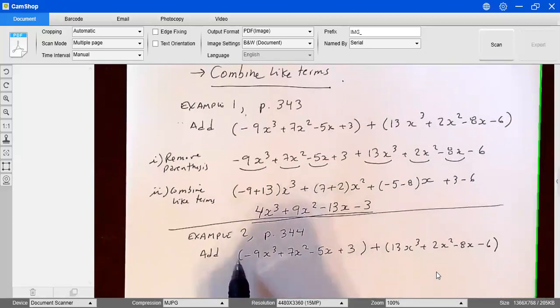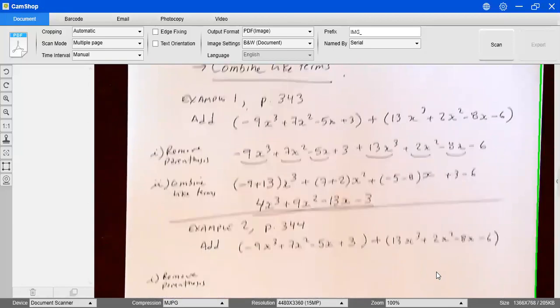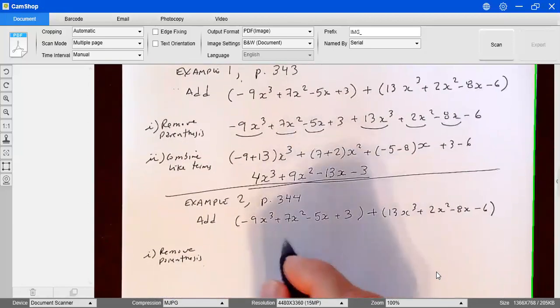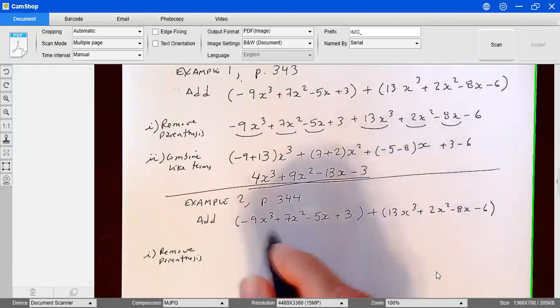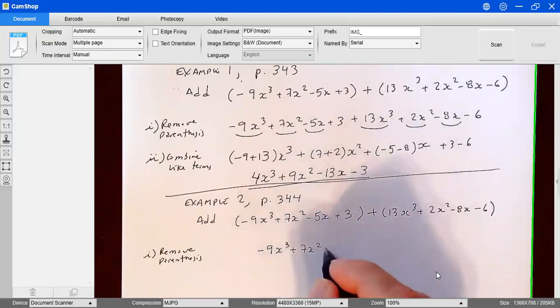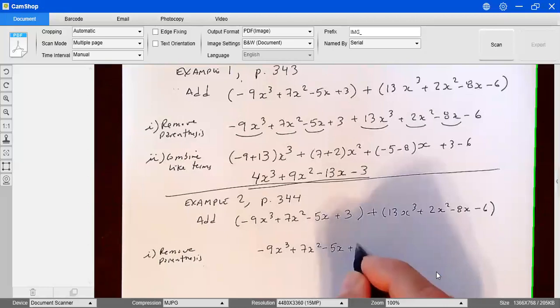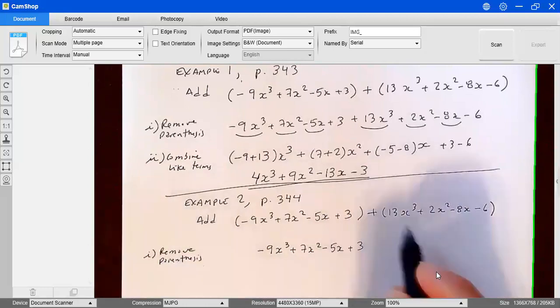So I'm going to remove the parentheses again, our first step, but I'm going to write the two polynomials in two rows. In the first row, I'm going to write negative 9x cubed plus 7x squared minus 5x plus 3. That's the first polynomial. I'm going to do the same thing.